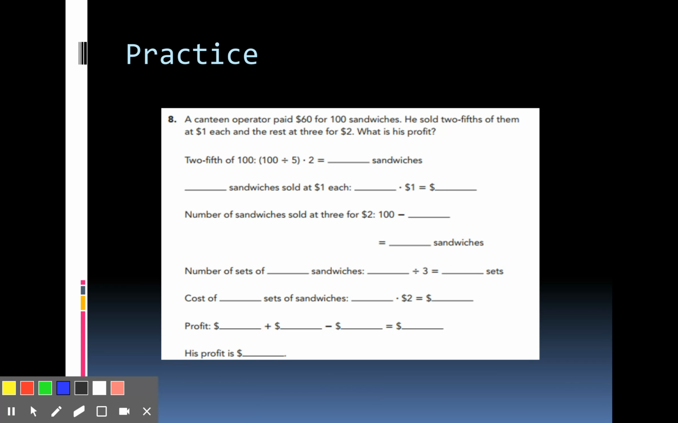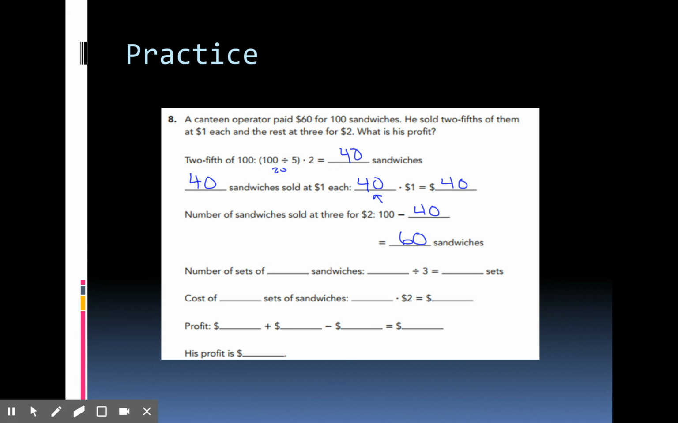2/5 of 100, so that's 100 divided by 5, that would be 1/5. And then multiplying by 2 is 2/5. So 100 divided by 5 is 20, times 2 is 40. So if 40 sandwiches sold at $1 each, it's simply 40 times $1, that's $40. The number of sandwiches sold at 3 for $2 is 100 minus, well, how many he sold? 40. So that's 60 sandwiches.